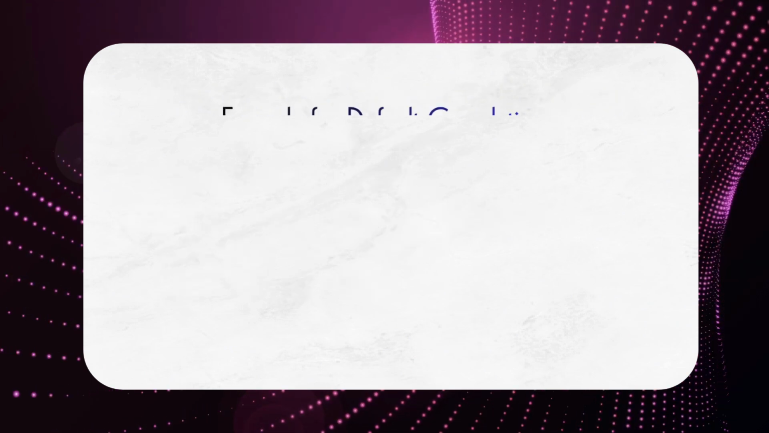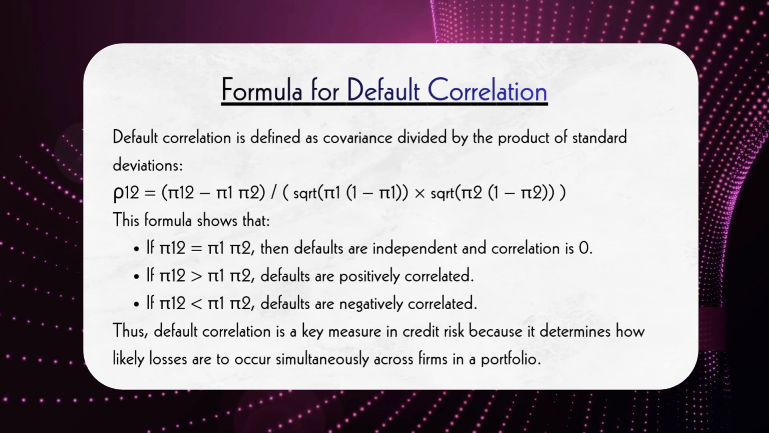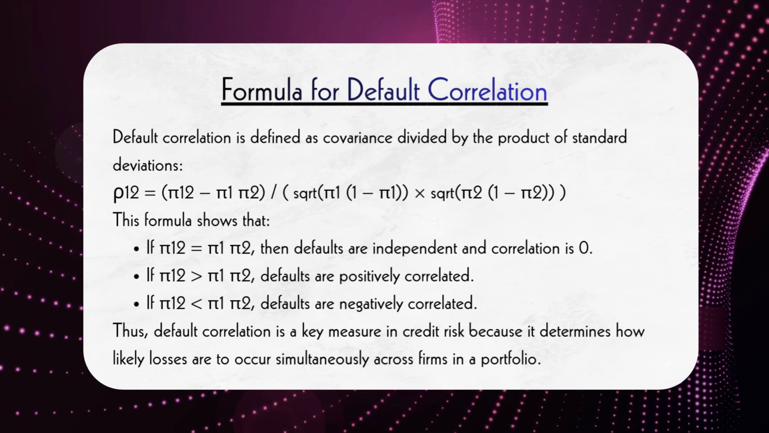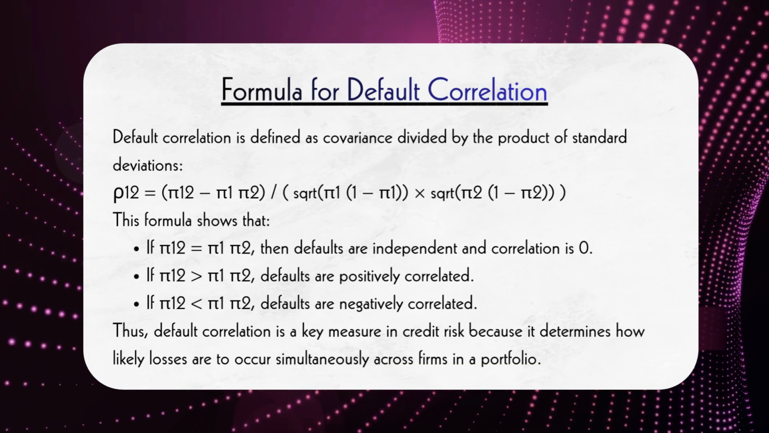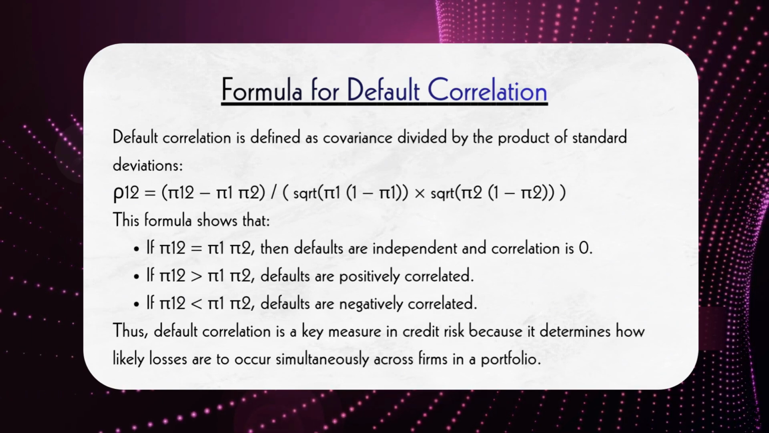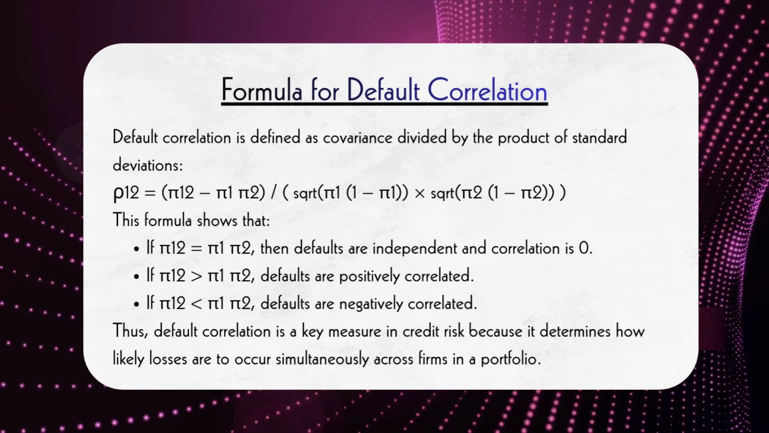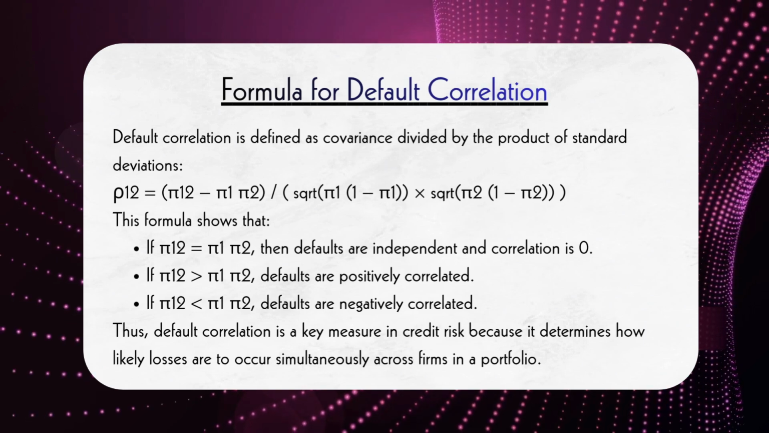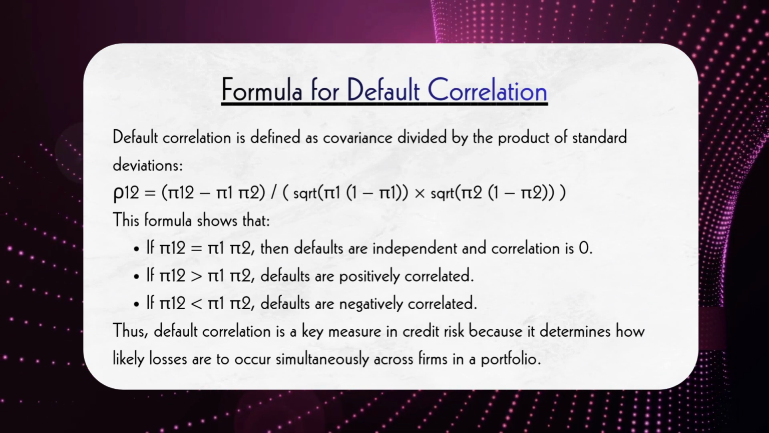Finally, default correlation is calculated by dividing covariance by the product of standard deviations. So, the formula becomes rho12 equals pi12 minus pi1 pi2, divided by the square root of pi1 into (1 minus pi1), multiplied by the square root of pi2 into (1 minus pi2).